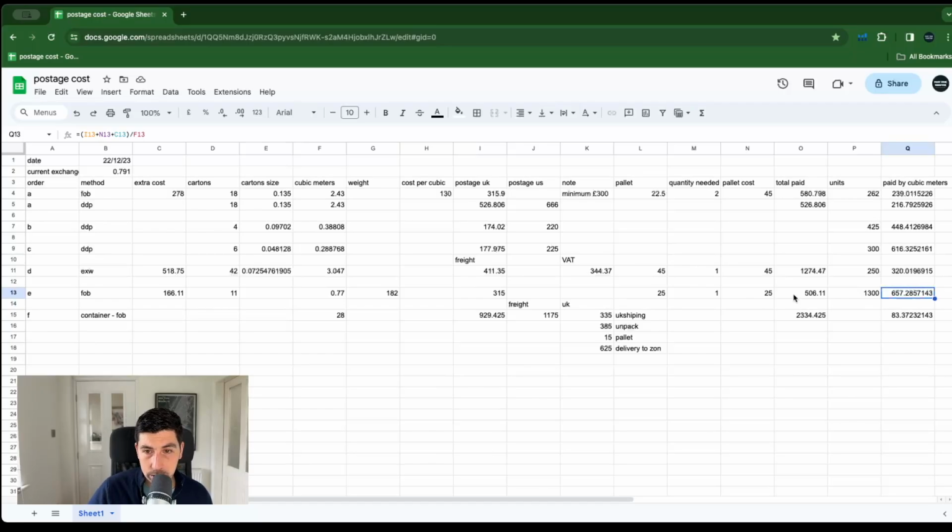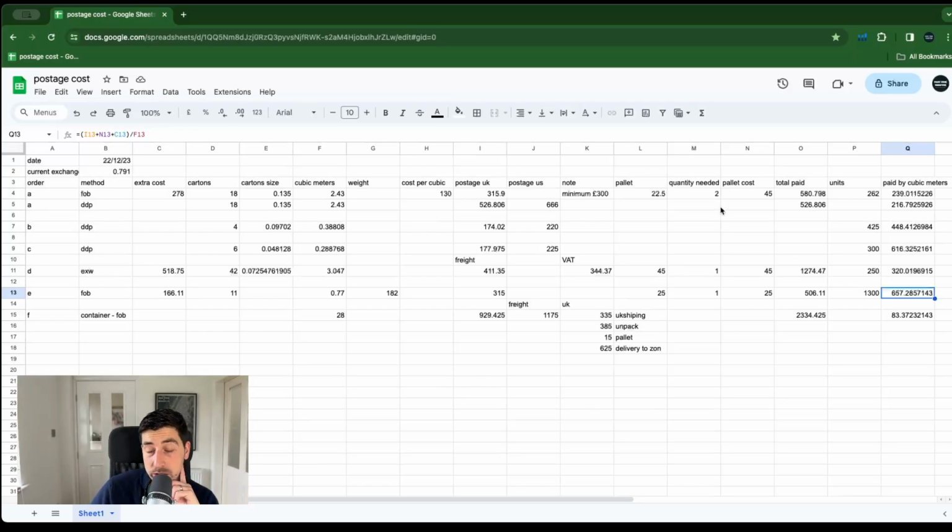So what I've added here, I've added C13 also. So we've got C13, total paid cost is C13, I13. So cubic meter is 0.77.